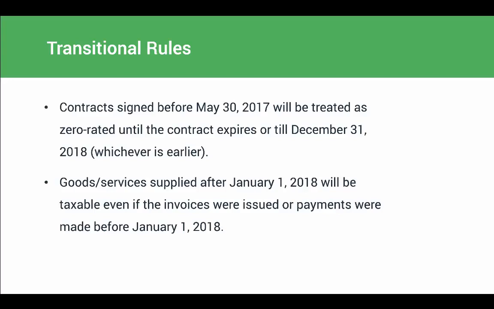Transitional rules. Contracts signed before May 30, 2017 will be treated as zero rated until the contract expires or till December 31st, 2018, whichever is earlier. In case a business owner has raised invoices or received payments before January 2018, but the supply of goods or services takes place after January 1, 2018, then the goods or services will be taxable. So, a new invoice containing the tax amount should be raised in this case.